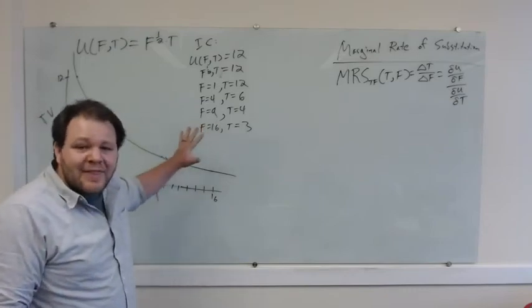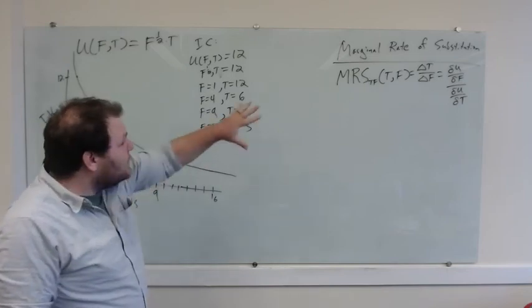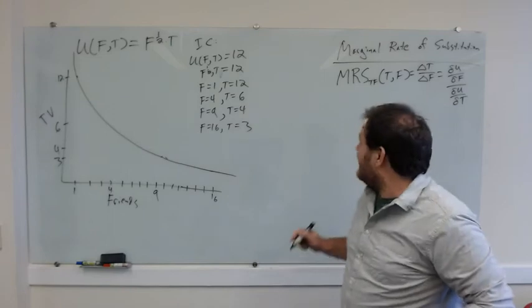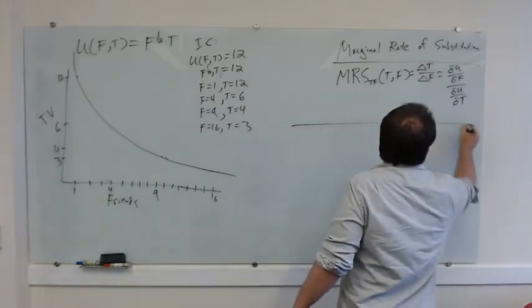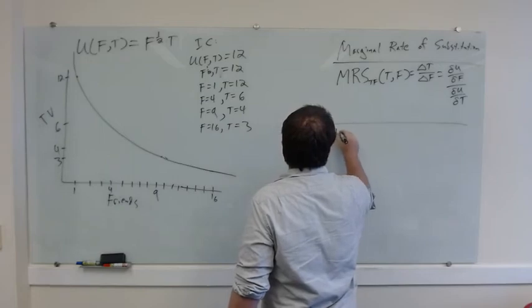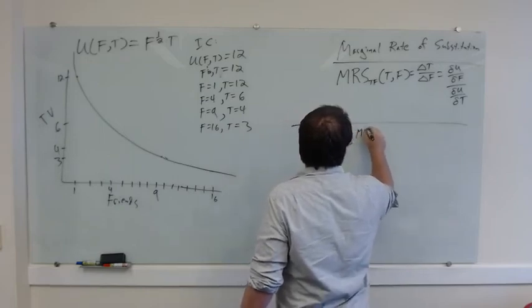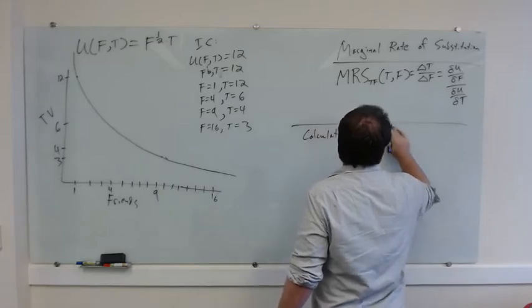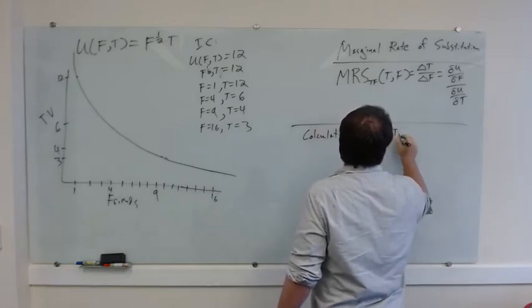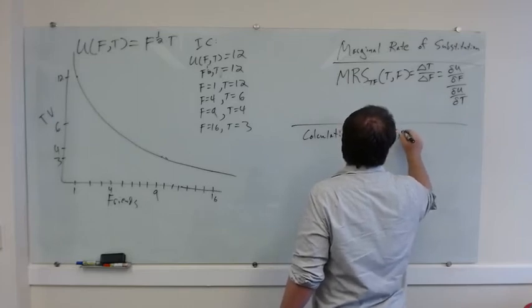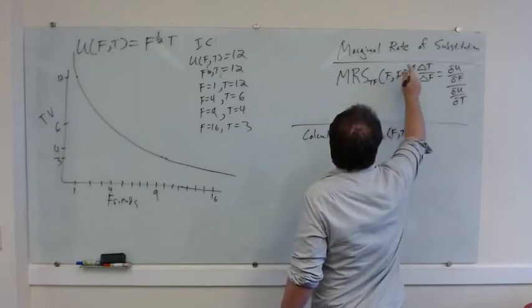So given that we've got this equation, why don't we try to calculate an MRS? So what we need to do to calculate the MRS, we've got to say MRS of F and T. We should put the F and T.